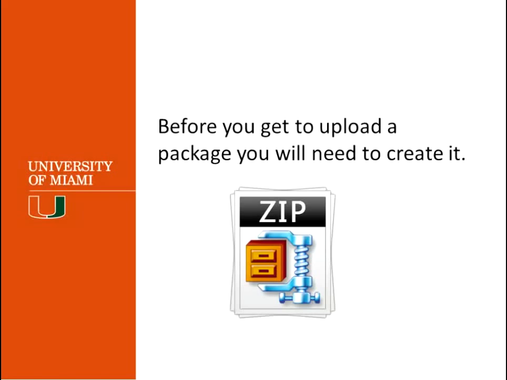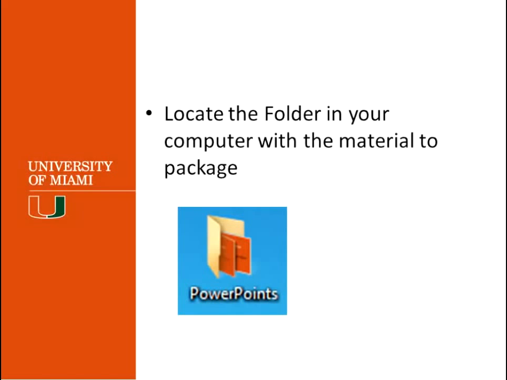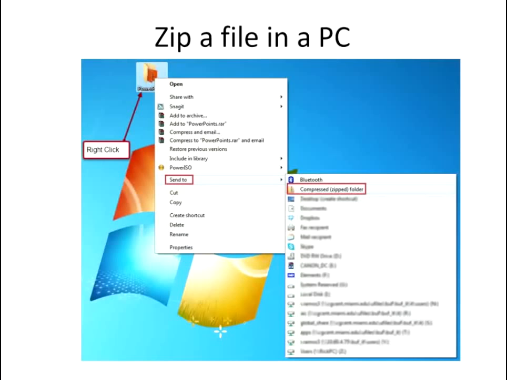Okay. All right, so before you get to upload the package, you need to first create it, and that means that you're going to have to create the zip file of that package. First thing first, you have to locate the folder with all the material in your computer. In this one, I have one called PowerPoint with all of my PowerPoint presentations. And then if you have a PC, you right-click on the folder itself, then you go to Send To and select Compressed Zip Folder. So what this is going to do is create a zip folder with everything inside that you have in this folder next to it.